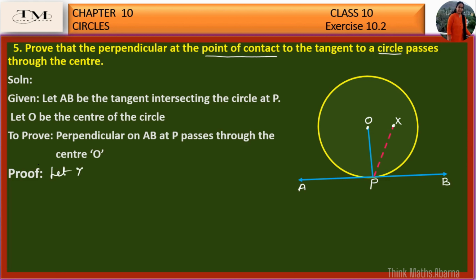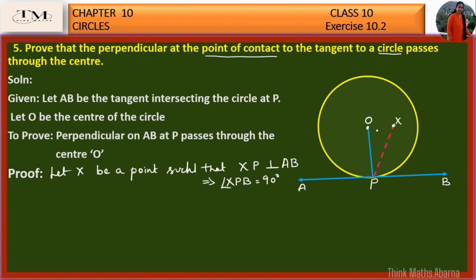Let X be a point such that XP is perpendicular to AB. So what will happen? This means angle XPB equals 90 degrees.